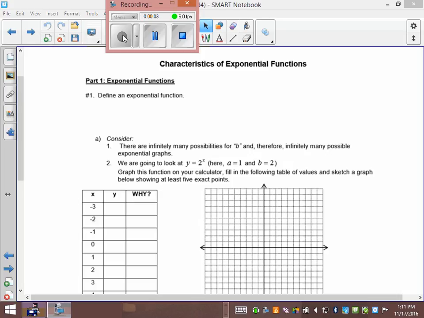Characteristics of exponential. So this unit is going to be exponential and logarithms. So it's chapters 7 and 8 out of your textbook. An exponential function can have growth or decay.